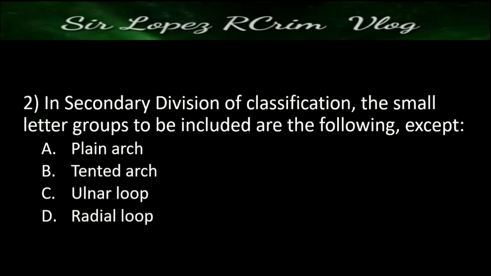Number 2. In secondary division of classification, the small letter groups to be included are the following, except letter A, plain arc, letter B, tented arc, letter C, ulnar loop, or letter D, radial loop.